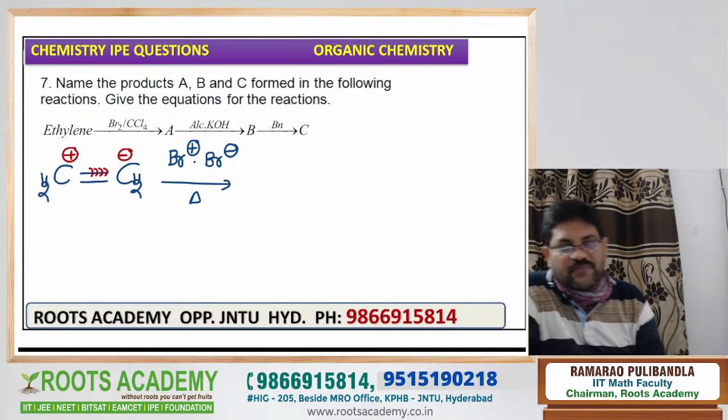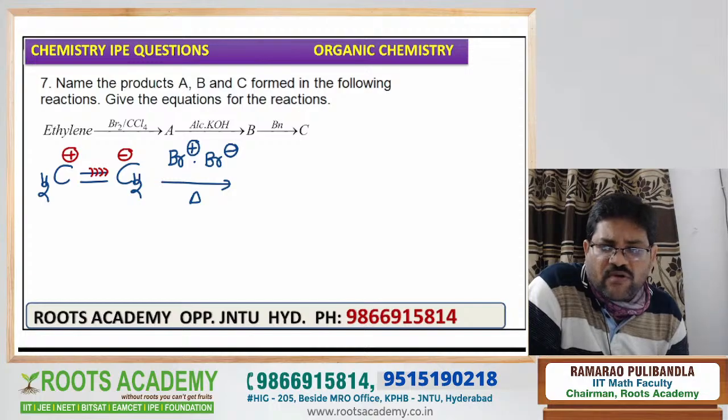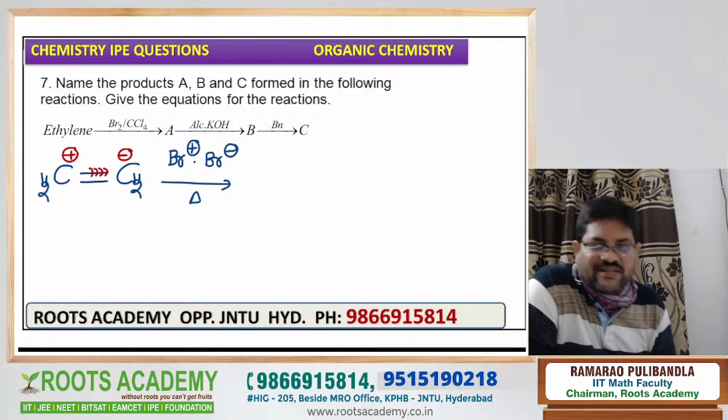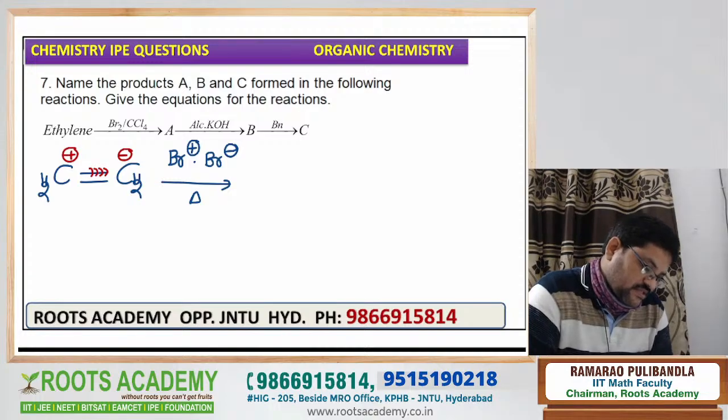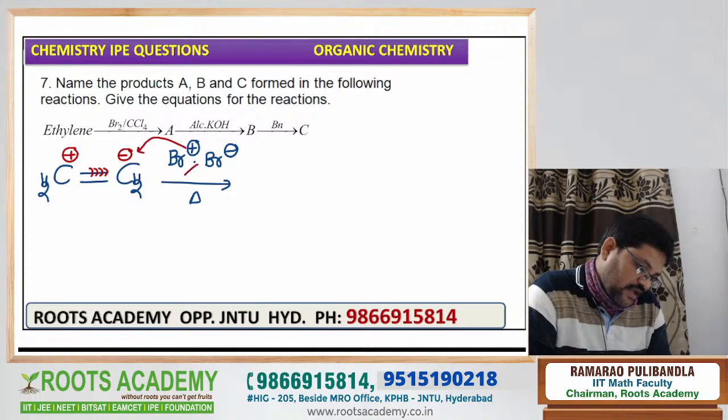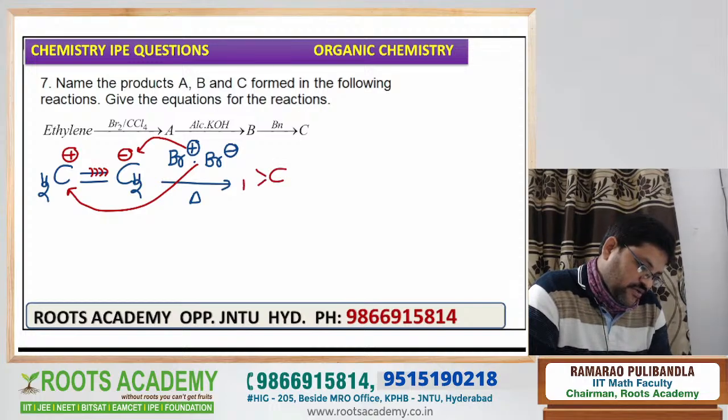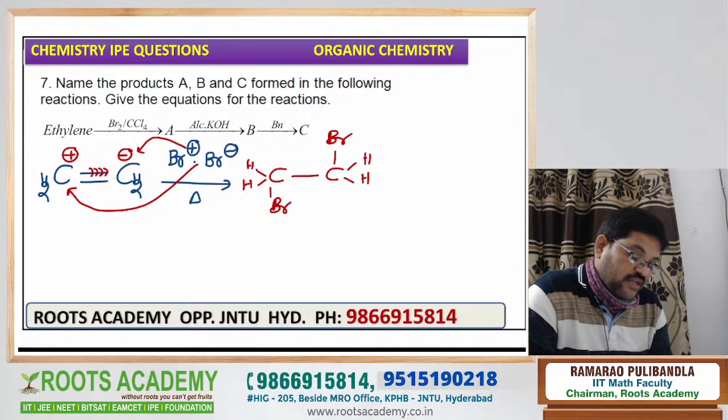You ask the question, why is the pi bond shifted? Because a pi bond is a weak bond. Understood what I am saying? Now Br+ attacks the C- and Br- attacks the CH2+, and you get CH2Br-CH2Br. In organic chemistry, writing the product name is very important.